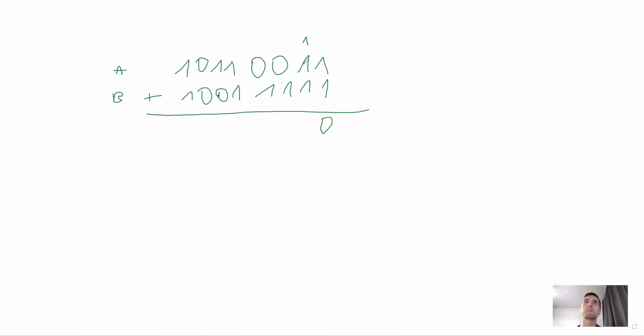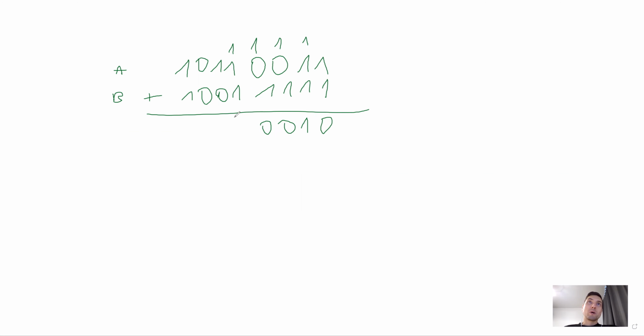How much is 1 plus 1 plus 1? It's 3. 3 in binary is 1 1. So we have 1 as a result and 1 is the carry. So 0 plus 1 would be 1, but because we have carry, we have to add this one as well. So it is 0 and the carry is 1. And here is the same situation. So it's 0 and carry is 1.